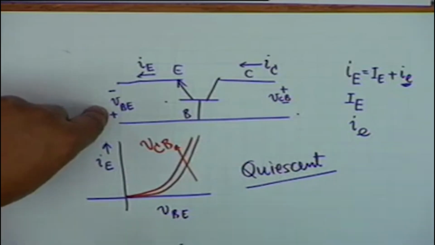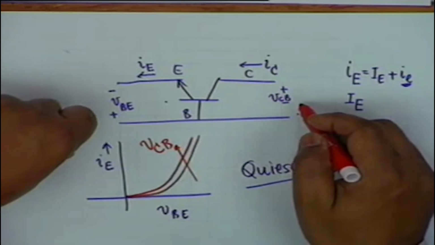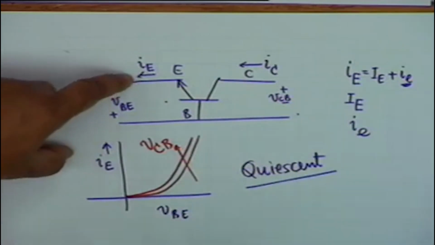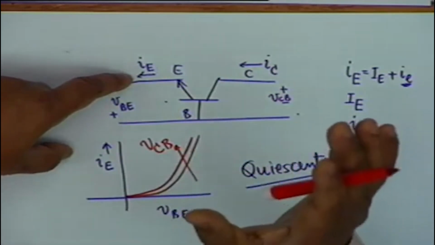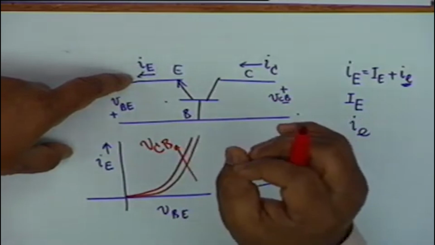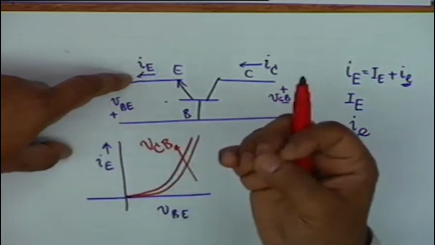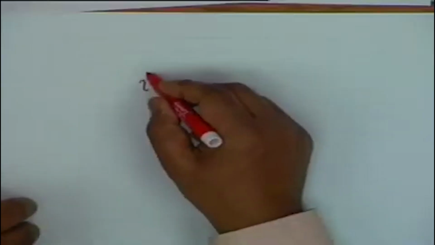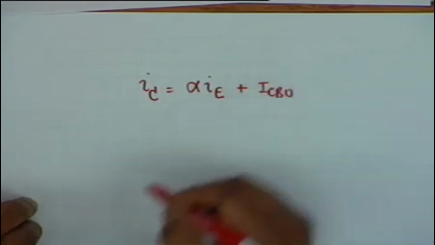The output characteristic is now extremely important. The output characteristic, that is I_C versus V_CB, is influenced tremendously by the emitter current. Why? Because the majority of I_C, most part of I_C, consists of a contribution due to I_E. It is alpha times I_E. There is a small contribution due to the reverse saturation current; you know that I sub C is equal to alpha times I sub E plus I_CBO.